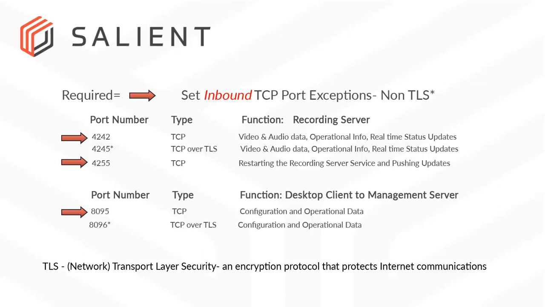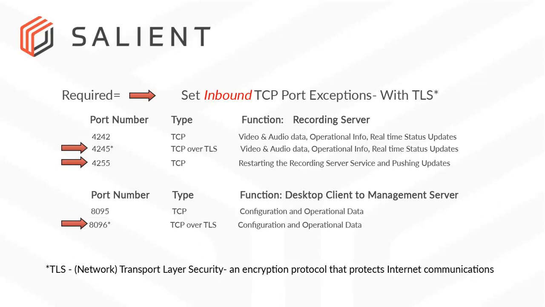The exception should be applied to client workstations and CompleteView servers. Alternatively, if Transport Layer Security is enabled on servers with valid PIM certificates, in place of port 8095 and 4242, set inbound firewall port exceptions for port 4245 and 8096 for the customer networks on client workstations and CompleteView servers.